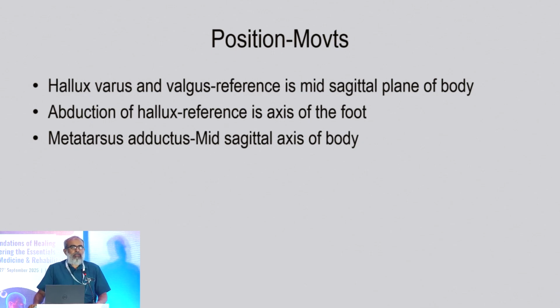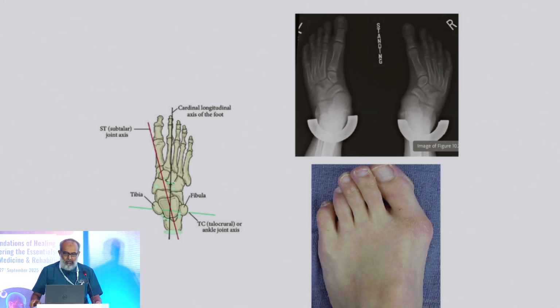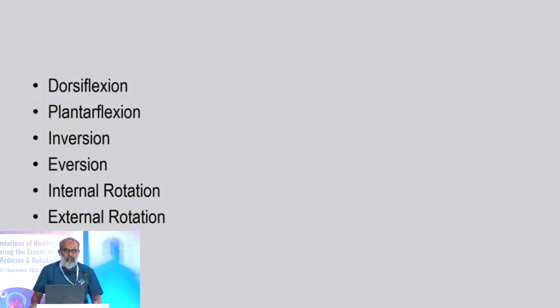Then when you come to the definitions of the movements, what you call the planes and the movements, there are some confusions actually. You know the hallux valgus and varus, then you take the reference as the mid sagittal plane of the body. Okay, but when you call it metatarsus adductus, then you are actually taking the foot axis as the reference. When you call hallux valgus, that is the mid sagittal plane of the body. But when it is metatarsus adductus, you are taking the foot axis. So a bit of confusion is there in the definition when you come to the foot.